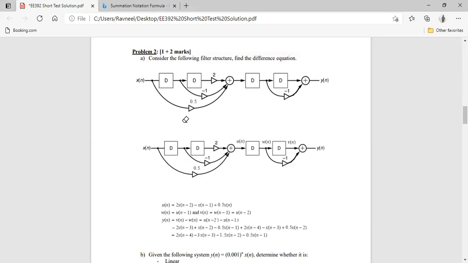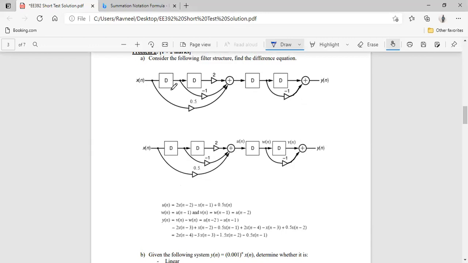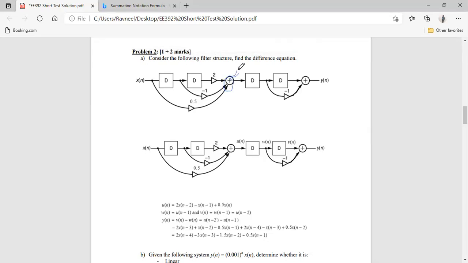To make it simple, at each point we label the signal. In this particular case, we can assume this whole signal, x of n, is separated by some delays and some constant multiplication, and it ends up with a summation sign. So we can label this particular point as u of n. In this particular case, we can label it anything.